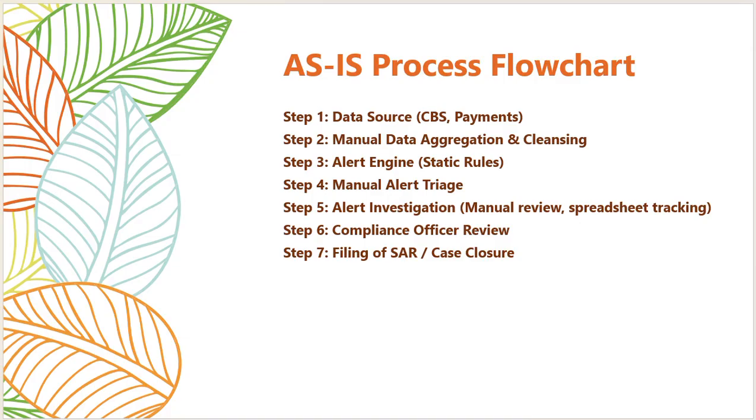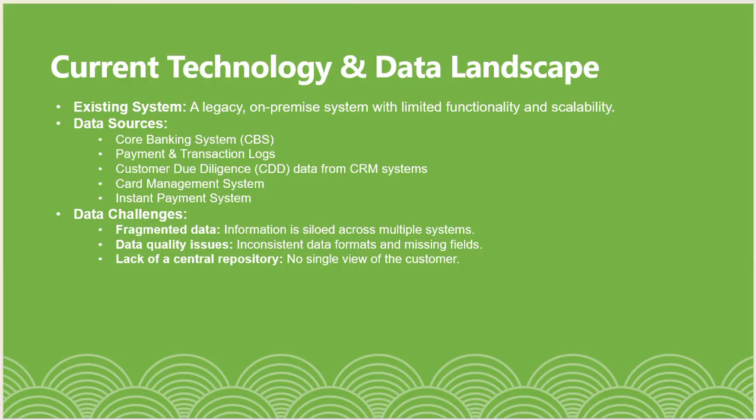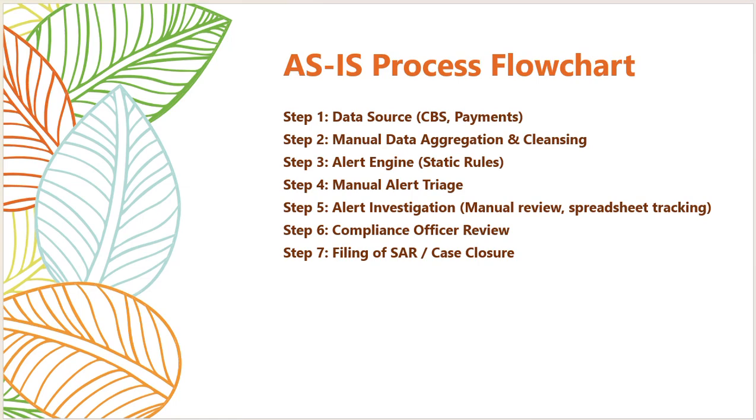So let's move on to the Hedges process flowchart. It is a 7-step process, and we need to draw the flowchart. It contains the data source, where we are collecting the data from the core banking system, the payment system or the IPS. IPS means the instant payment system.